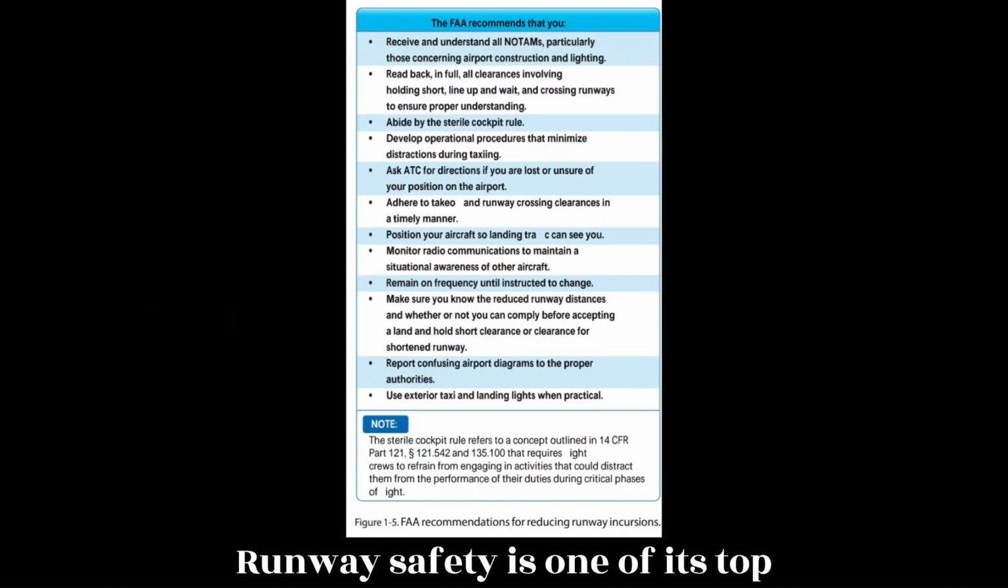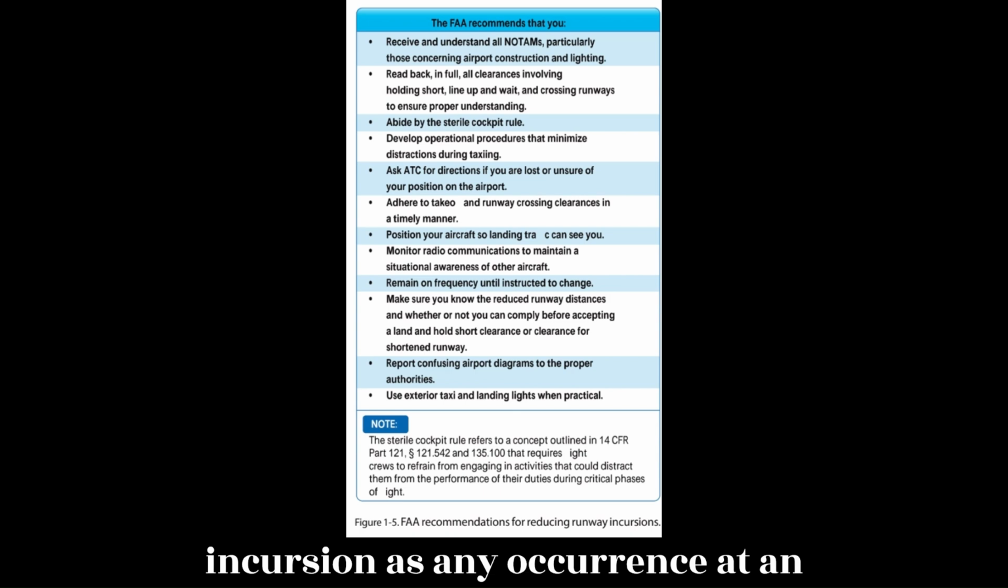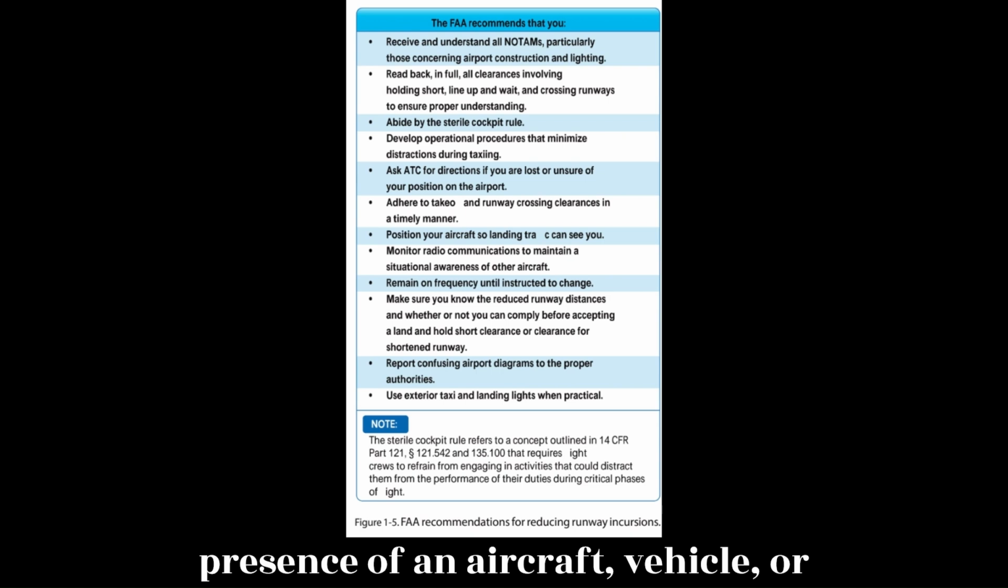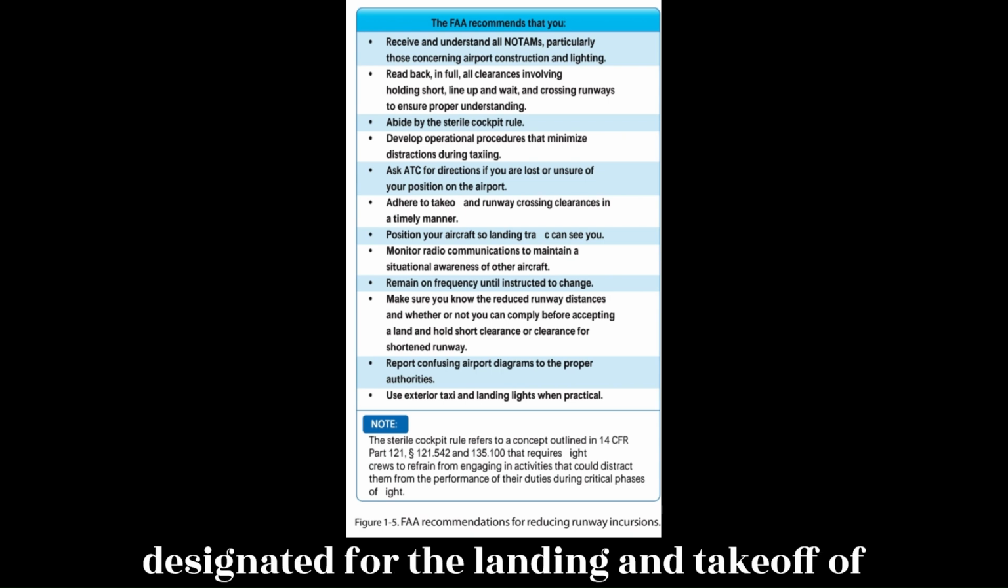Runway safety is one of its top priorities. The FAA defines a runway incursion as any occurrence at an aerodrome involving the incorrect presence of an aircraft, vehicle, or person on the protected area of a surface designated for the landing and takeoff of aircraft.